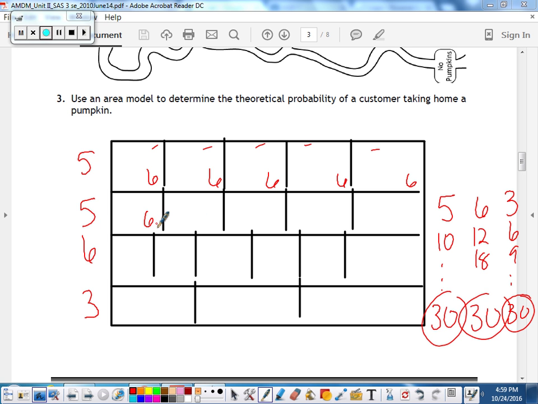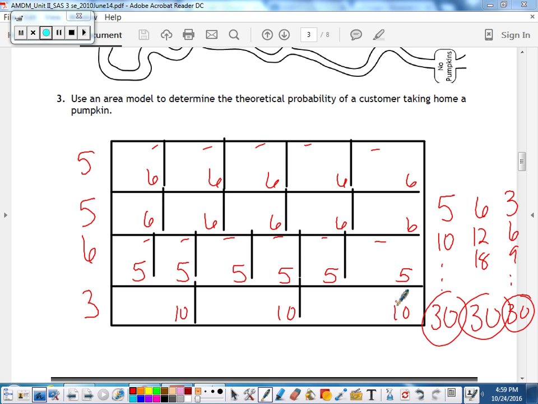Same thing over here. And then if I have 6 pieces, 1, 2, 3, 4, 5, 6, and I need to have 30, then that means I gotta put 5 in each of these. And then finally, if I have 3, there should be 10 in each, so I can make 30.